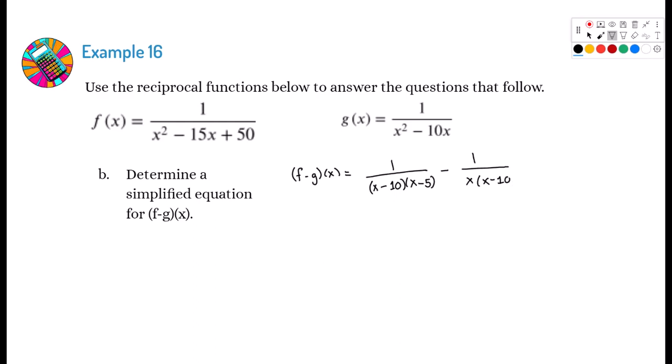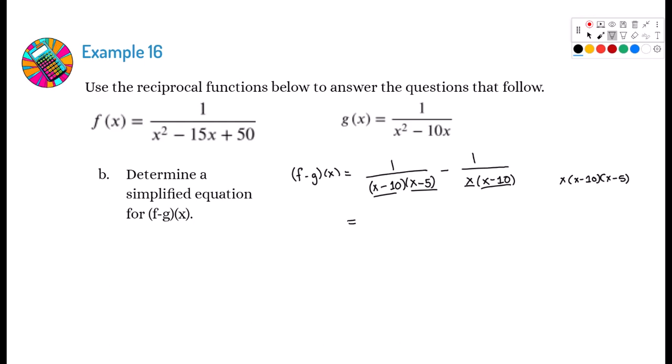When I put these together, what I'm going to do is find a common denominator. Well, I look at my factors. This factor is here, so I'm going to add that to my common denominator. This factor is here. I'm going to add that one. And then I have this factor here, x. So this is going to be my new common denominator.